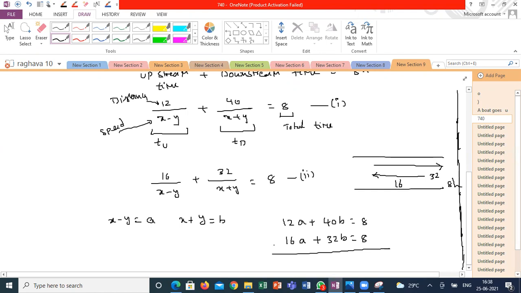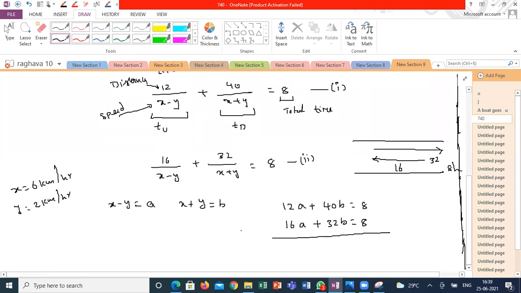Sir, x is equal to 6 and y is equal to 2. x is equal to 6 km per hour, y is equal to 2 km per hour. Speed of the boat is 6 km per hour. Speed of the water is 2 km per hour. Please solve these equations. Let me know what value you got. You got the same equations or different equations? Any other methods?